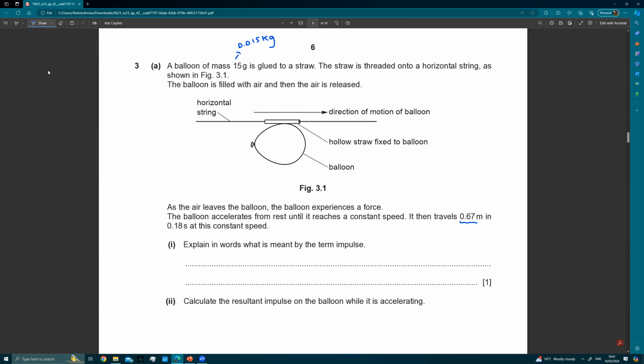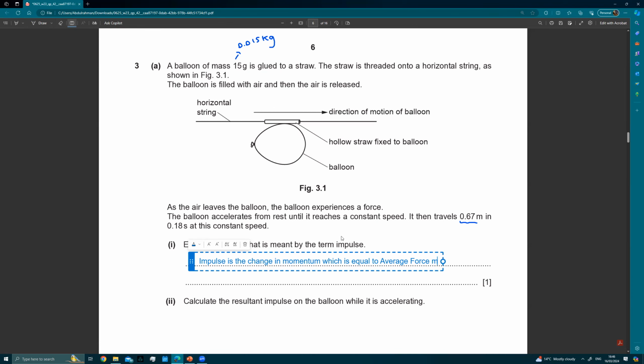Explain in words what is meant by the term impulse. Impulse is referred to as the change in momentum. So impulse is the change in momentum, which is equal to, and you know the equation for impulse, the force exerted, let's say average force, to make it accurate, multiplied by the time for which the force acts.